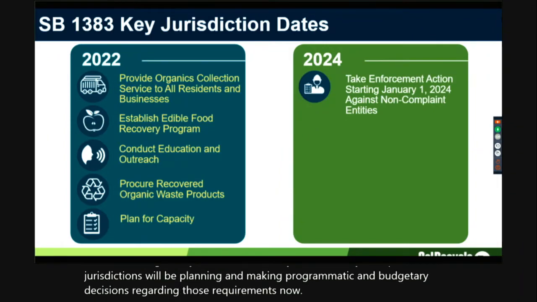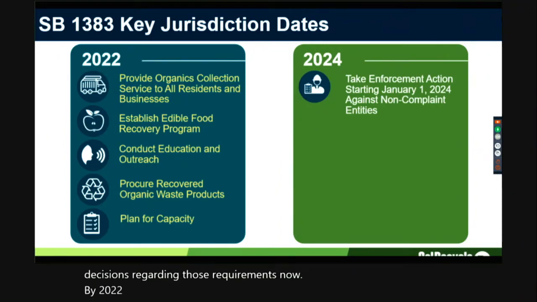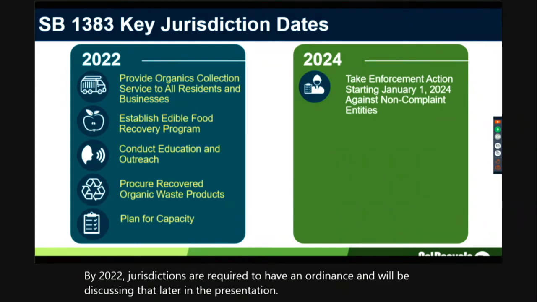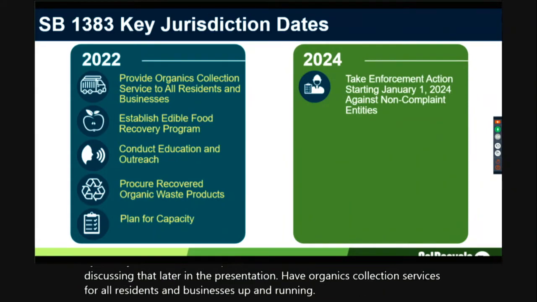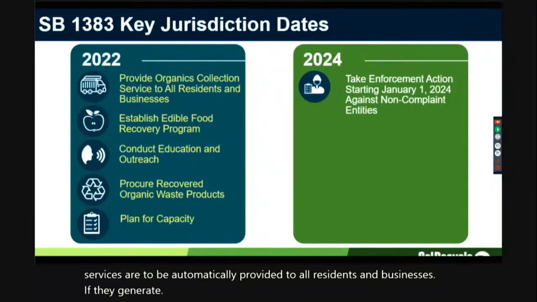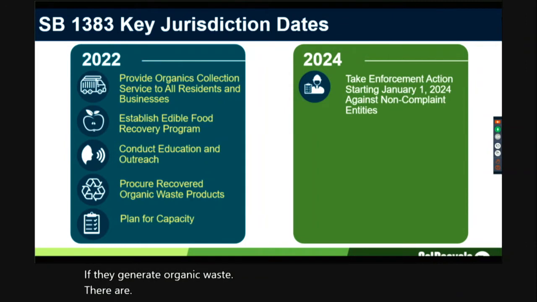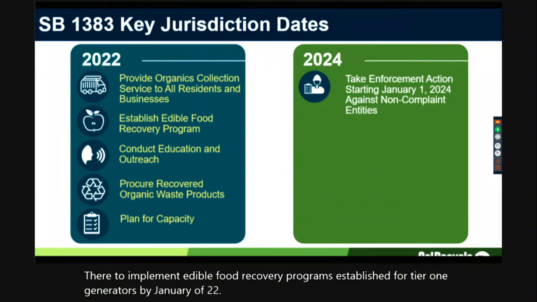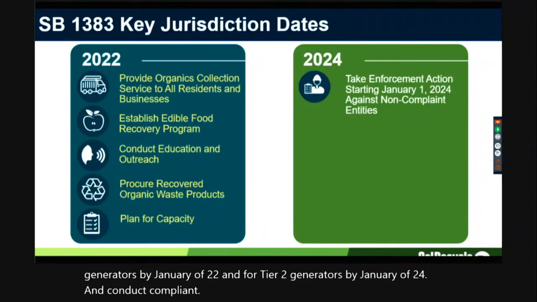By 2022, jurisdictions are required to have an ordinance, and we'll be discussing that later in the presentation, and have organics collection services for all residents and businesses up and running. Organic waste collection services are to be automatically provided to all residents and businesses if they generate organic waste. They are to implement edible food recovery programs established for Tier 1 generators by January of 22 and for Tier 2 generators by January of 24, and conduct compliant education and outreach.